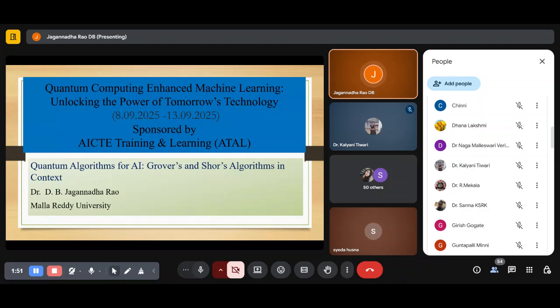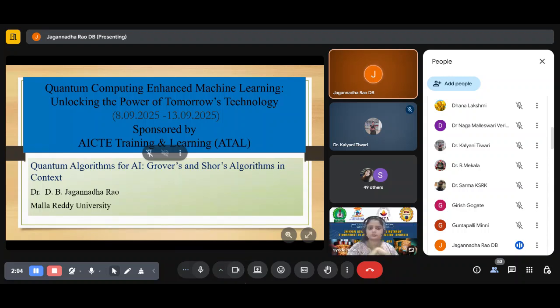Today we discuss quantum algorithms for AI, especially Grover's and Shor's algorithms. Before going in, I already saw the previous material shared in this program's WhatsApp group. Dr. Jayaprakash sir is explaining quantum principles very efficiently.